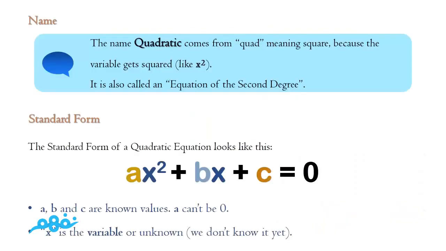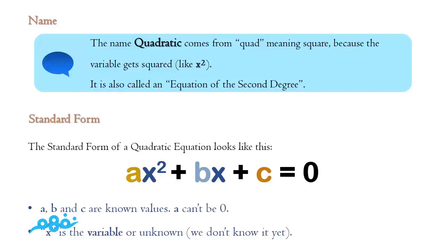Okay, and about the etymology of the word, where did the name come from? The name quadratic comes from quad, which means square in Latin, because the variable gets squared, when I say x to the power 2 or x squared. It's also called an equation of the second degree.